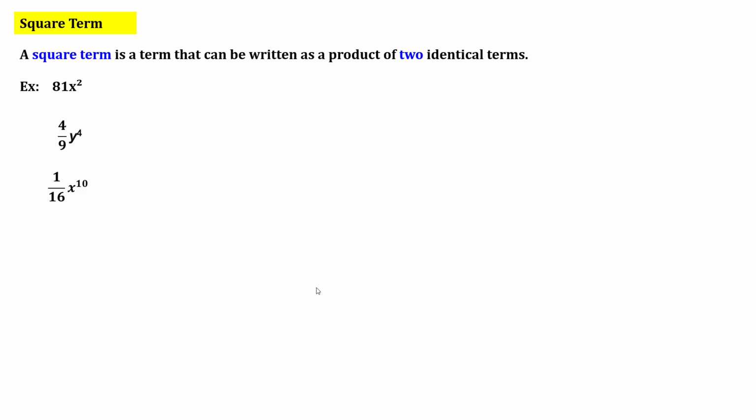So let's justify, let's convince somebody why they are square terms. All we have to do to convince them is show that they meet the criteria explained in the definition. Okay, so 81x squared is a square term because 81x squared equals 9x times 9x, right?